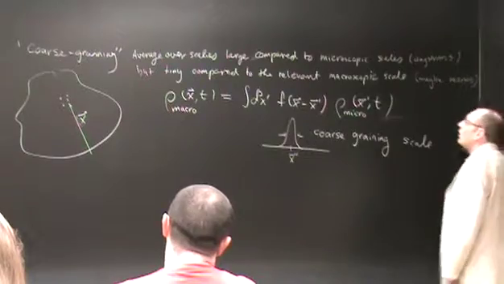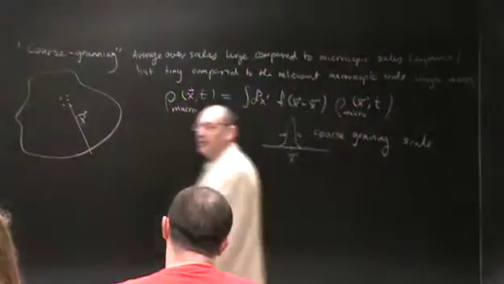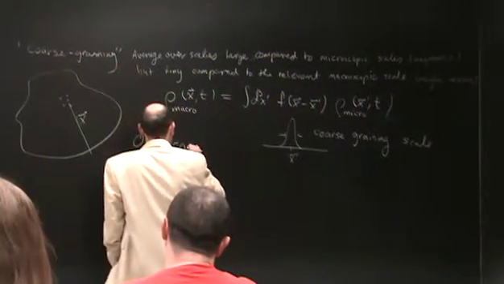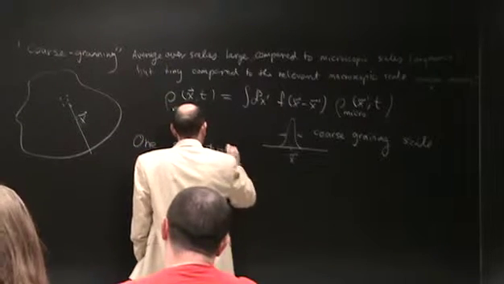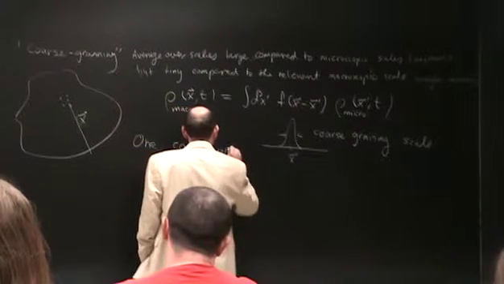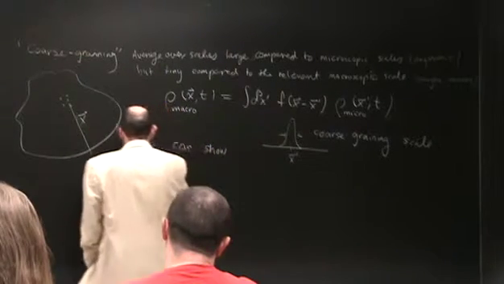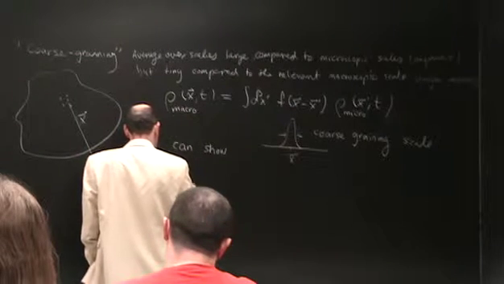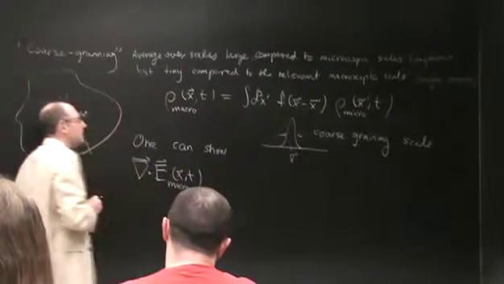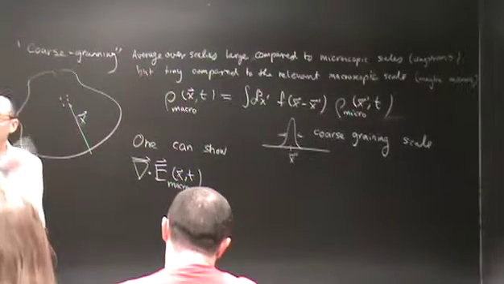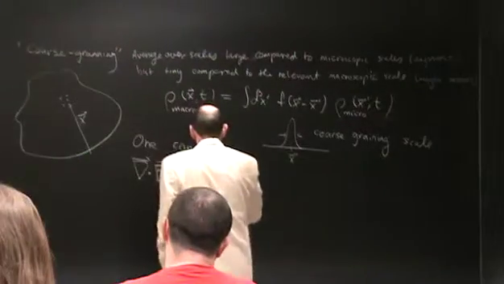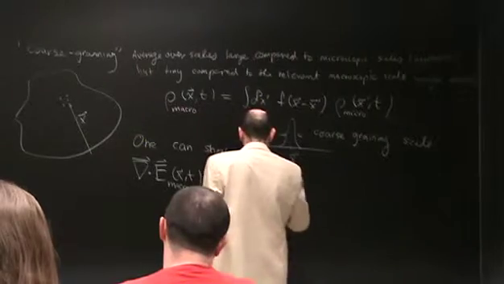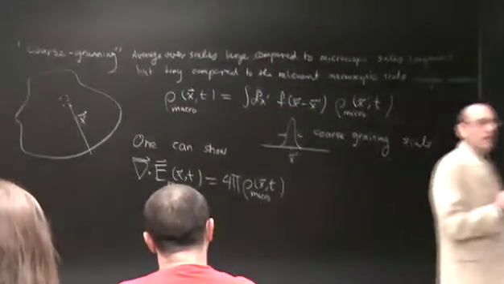What one can show with a little work that I don't feel like doing because it's not so important, is that if I coarse grain everything, all the fields, so now I have macroscopic electric fields, and I look at, say, the divergence of the coarse-grained electric field, coarse-grained over the same scale, it's given by the same kind of Maxwell's equations that we had before, where now these are the coarse-grained sources.